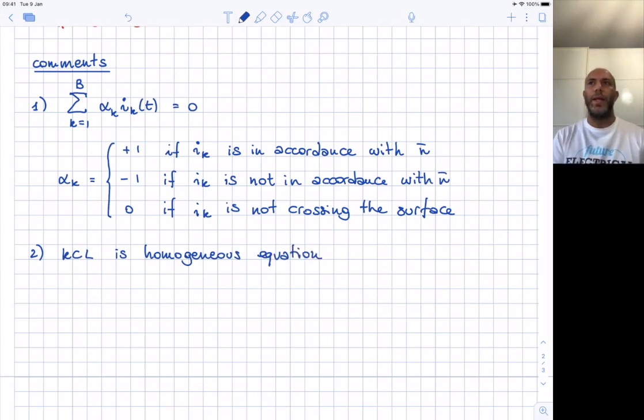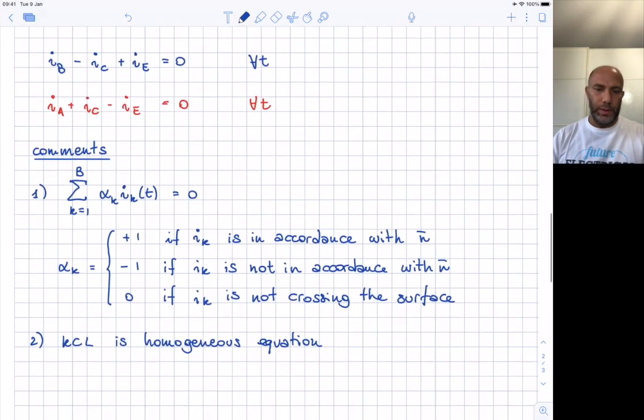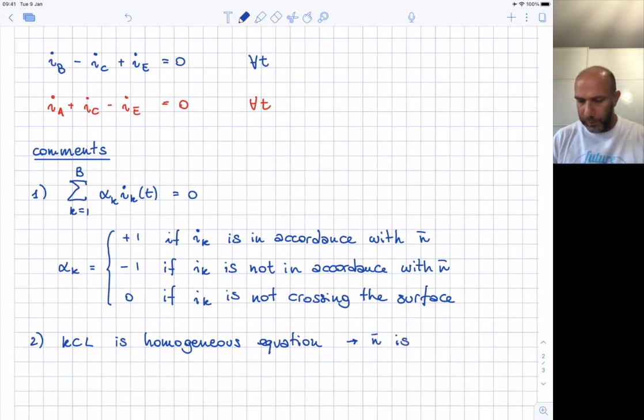This means that the right-hand side is 0. But if we consider, for example, the first equations that we have written before, this means that if we change all signs for the current, the result is still 0. So this is a way to say that it doesn't matter the orientation. So the orientation of n is arbitrary. And also the convention that we used to get the plus and minus sign is arbitrary as well.